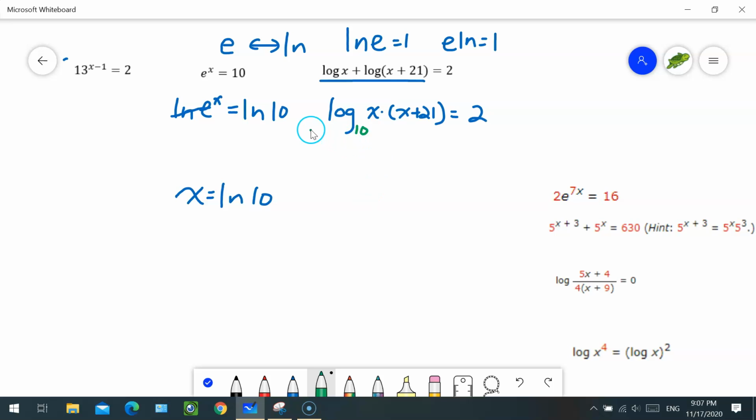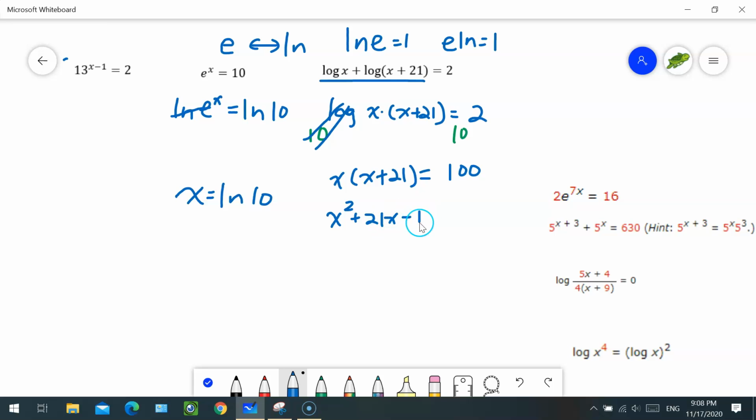So I raise up base 10, I raise up 10 on both sides. Okay, let me erase this one. Now the 10 will cancel with the log. So now we rewrite, clean up the left-hand side and the right-hand side, 10 to the power 2, which is 100. Now the left-hand side, we distribute it. So you have x squared plus 21x minus 100 equals 0.